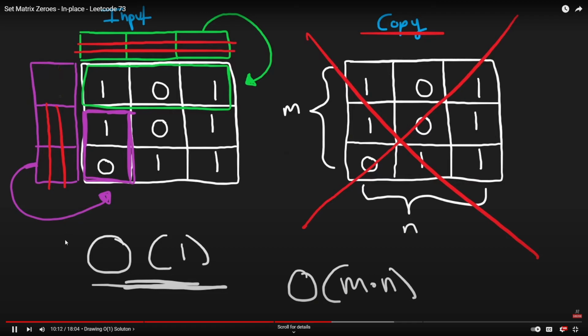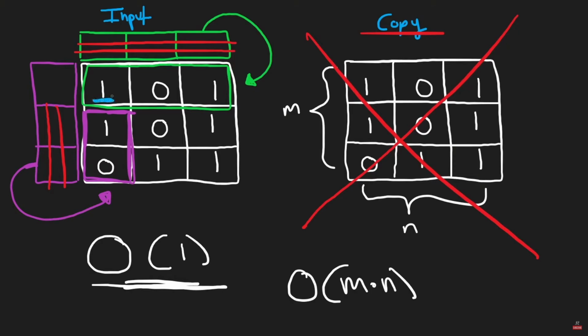So now we're just going to run through the matrix for the third and last time. So this is a 1. We don't have to do anything. This is a 0. So what are we going to do? We're going to mark this cell. And how are we going to mark it? Well, we're going to set this to 0, which it already is, right? And we're going to set this to 0, indicating that this row needs to be zeroed out. This 0 tells us that this column needs to be zeroed out.